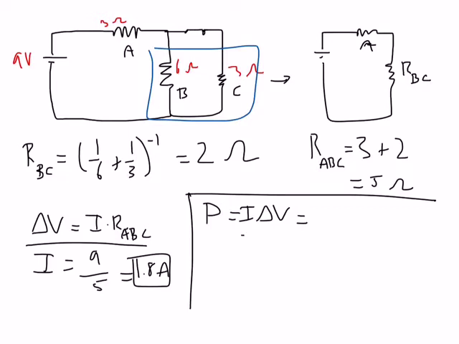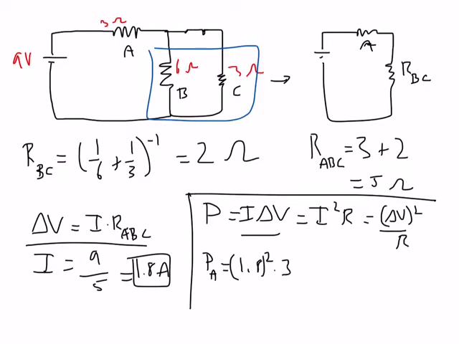Right? The AP sheet only has this one, but you can rewrite it. If I replace delta V with I times R, then I get I squared R. Or I can replace I with delta V over R, and so I get delta V squared over R. So depending on whether we know current or potential difference, we can calculate the power dissipated. So the first one of these is very easy to do. The power dissipated in bulb A, we just got the current and we know the resistance.